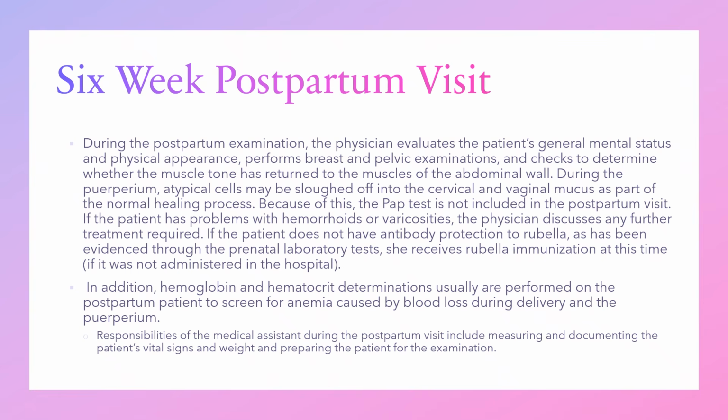If the patient does not have antibody protection to rubella, as has been evidenced through the prenatal lab test, she receives a rubella immunization at this time if it was not administered already in the hospital. In addition, hemoglobin and hematocrit determinations usually are performed on the postpartum patient to screen for anemia caused by blood loss during delivery and the puerperium. Responsibilities of the MA during the postpartum visit include measuring and documenting the patient's vital signs and weight and preparing the patient for the examination.